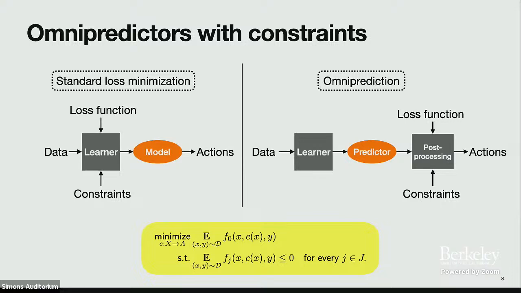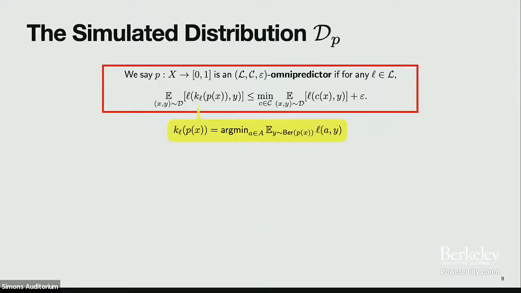The first thing we need to do in order to construct Omnipredictors for constrained problems is to define Omnipredictors for constrained problems. To do that, let's take a closer look at the unconstrained definition, where we have this KL function that plays the role of the post-processing.